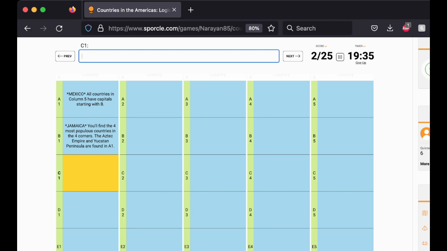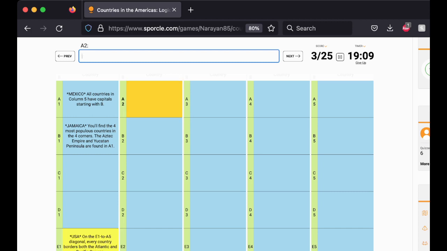Okay, so the most populous countries in the Americas are Mexico, Brazil, United States, and I believe Colombia is up there too. So Colombia's capital is Bogota, Brazil's capital is Brasilia, but I don't know which one, so that means E1 would be the United States.